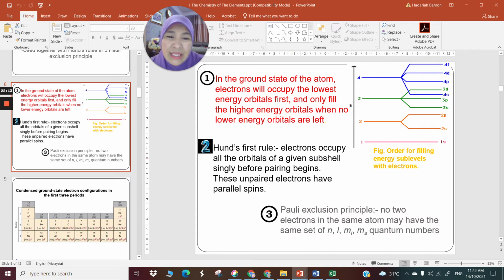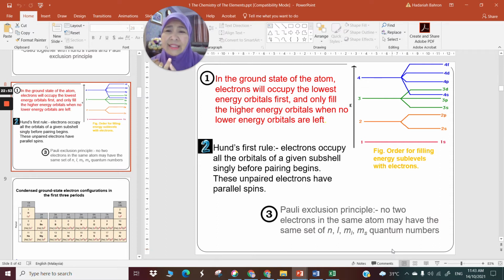And then the one that I'm saying, electrons occupy all the orbitals singly before the pairing begins. That is Hund's rule. The unpaired electrons have parallel spins. When you have them singly, they will have spin that is going north all, and then when they start to pair up, you have the spin that goes south, the spin opposite. And Pauli's exclusion principle says no 2 electrons in the same atom may have the same set of n, l, ml, and ms quantum numbers.